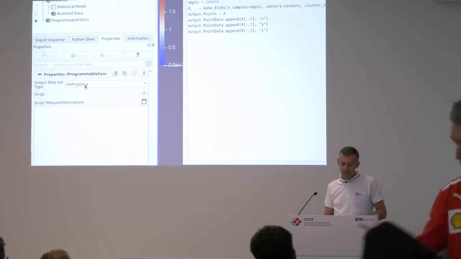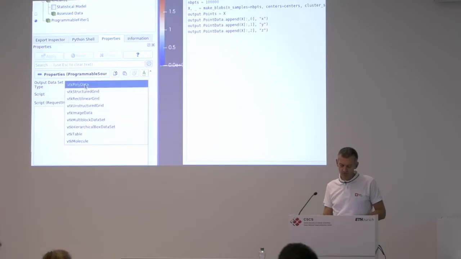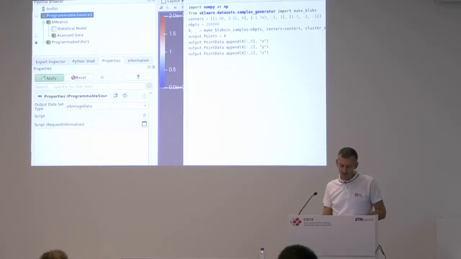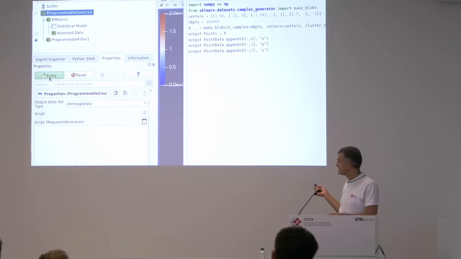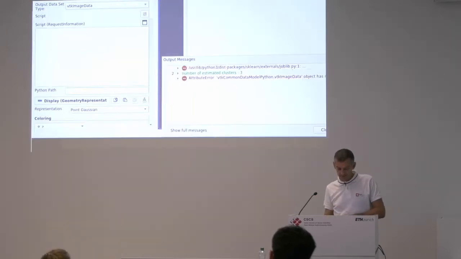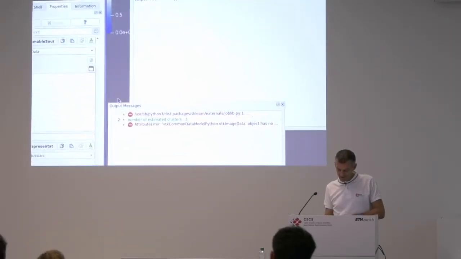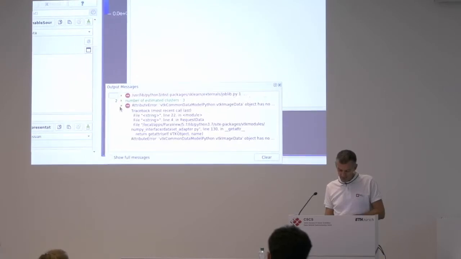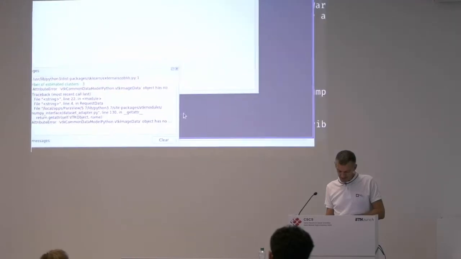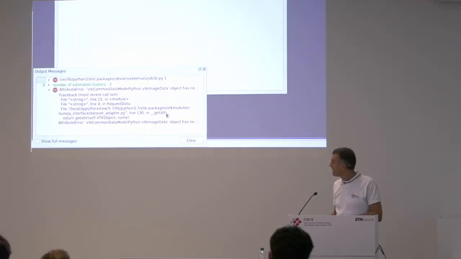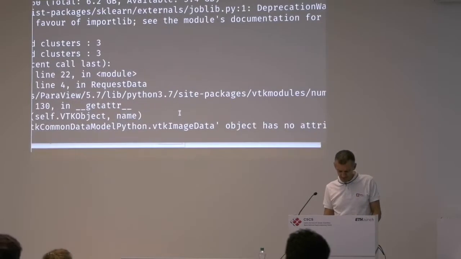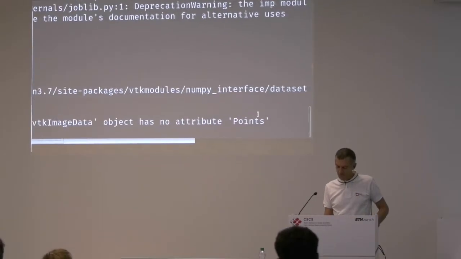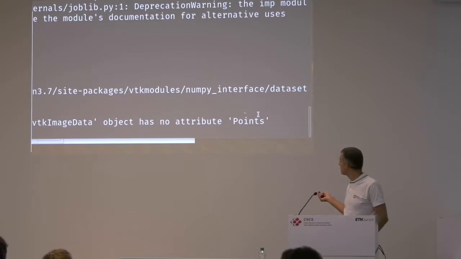If I were to, and this is the default by the way, if I were to say image data and apply, it would give me an error. It would tell me points is not defined. Let's try it. Well, sure enough, object has no points defined. We can't read everything, but it shows most likely on my console output. There, object has no attributes, points.